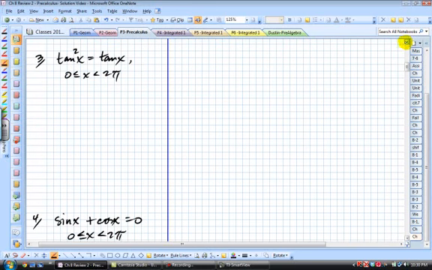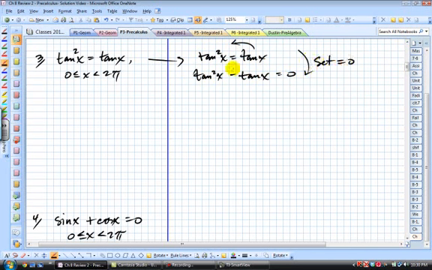again, I'm just trying to pick different types here. I have tangent squared x is equal to tangent x, and what I'm going to do is get everything to one side. So I get tangent squared x minus tangent x equal to 0. And you might ask, why do that? Why do I set equal to 0? Well, that's typically how you solve quadratics.